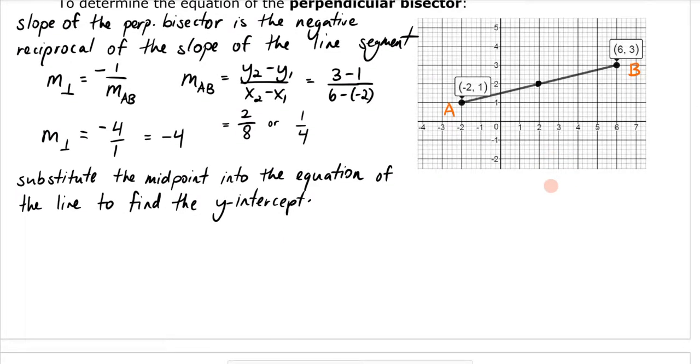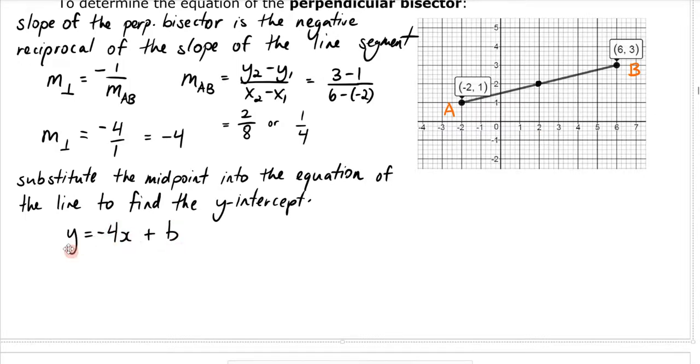So if I take the equation of the line, y equals, we know the perpendicular slope is negative 4, so negative 4x plus b. We don't know what the y-intercept is. So this is the equation of the line of the perpendicular bisector. Okay, this is not the equation of the line for AB. It's going to be the one that's perpendicular. So I know the slope is negative 4. I need to find b.